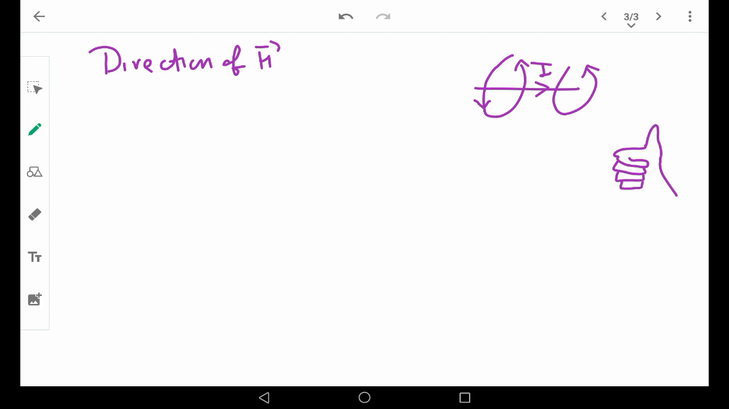So this is how you have the thumb rule, understand. The magnetic field will be in the direction of the fingers, and the current will be in the direction of the thumb, okay. That is how you have the direction.